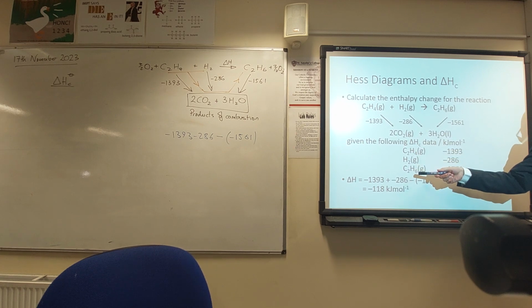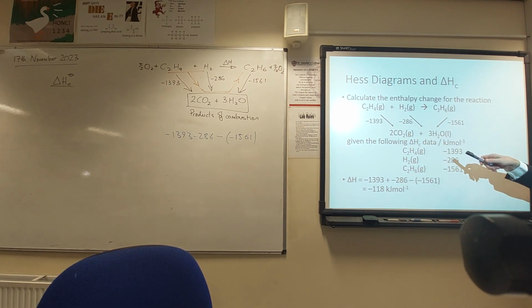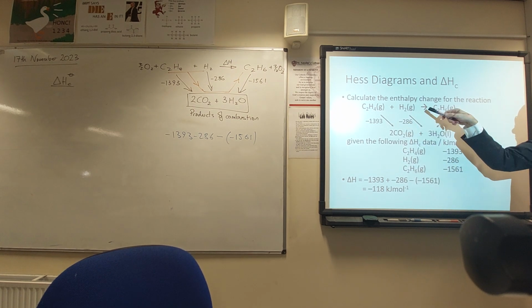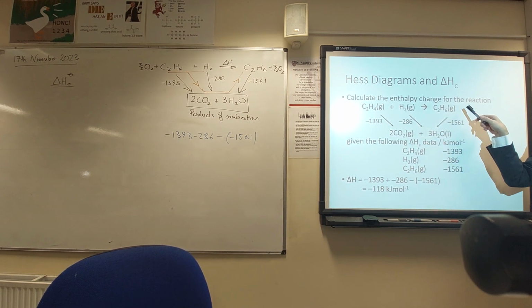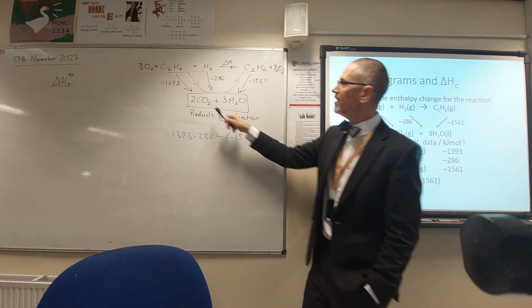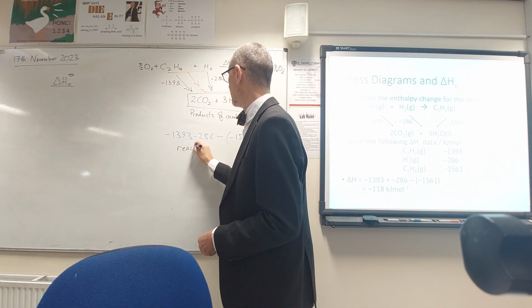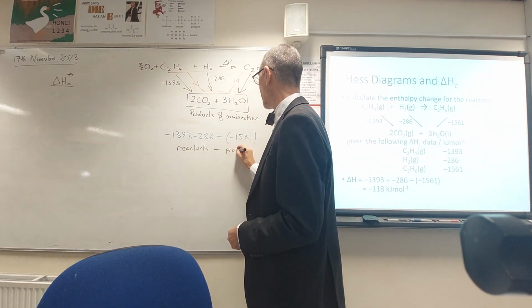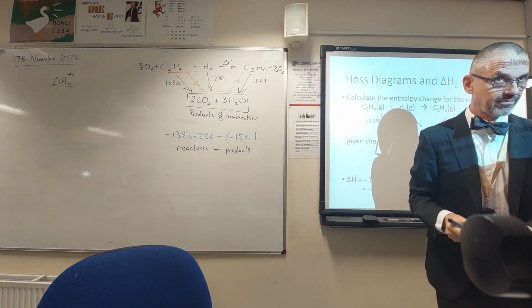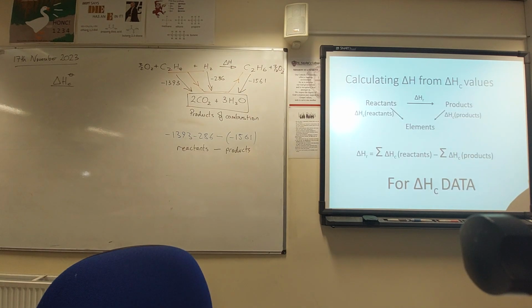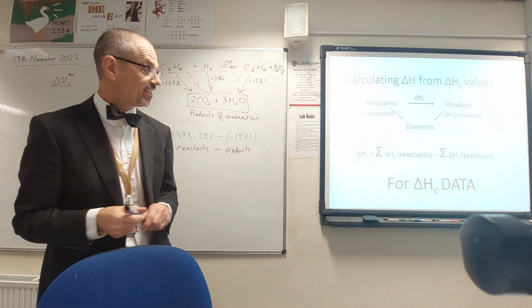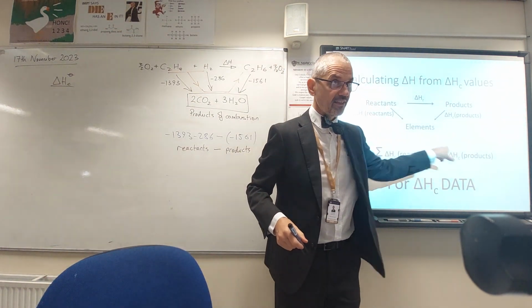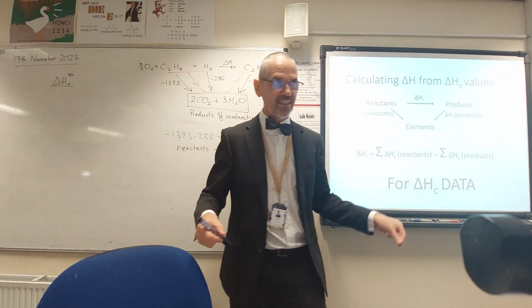If we're using delta HC data, the arrows are always going to be going down, and we're always going to be going from left to right for the delta H that we're working out. So we're always going in the same direction as these arrows and the opposite direction to that arrow. So it's always going to be the reactants, and then we need to change the sign for the products. Reactants minus products, for delta HC data. Notice the C's are there. They're in the formula because we've been given delta HC data in the question.